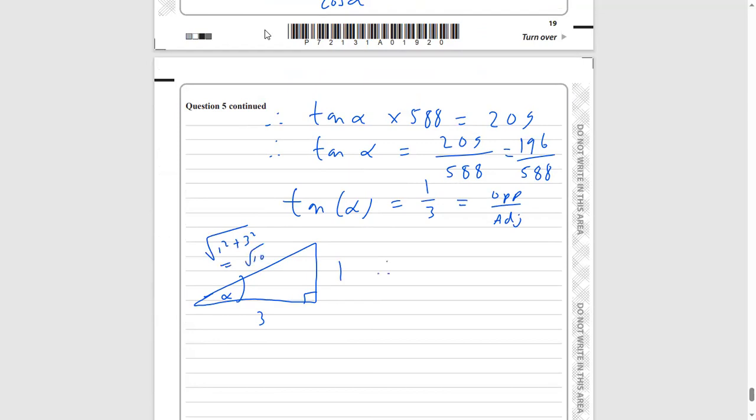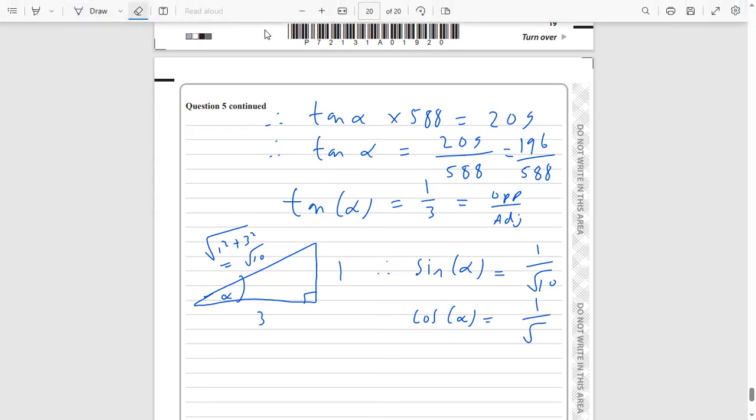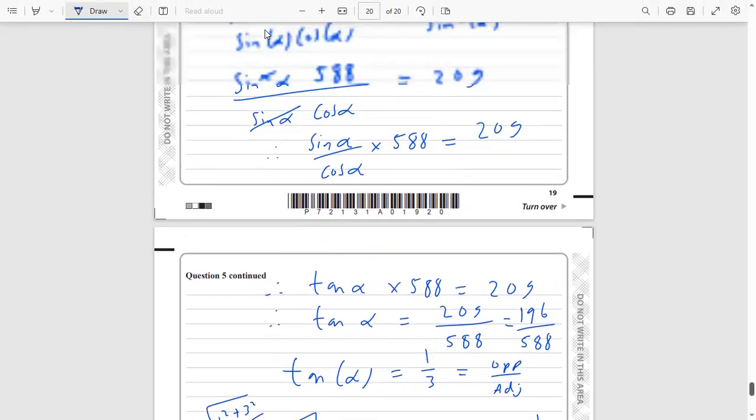So we know that therefore, just by using SOHCAHTOA, sine alpha, opposite over hypotenuse, is going to be 1 over root 10. And we know that cos alpha is going to be 3 over root 10, my bad, sorry. Adjacent over hypotenuse is 3 over root 10. So we now know the cos and the sine values.